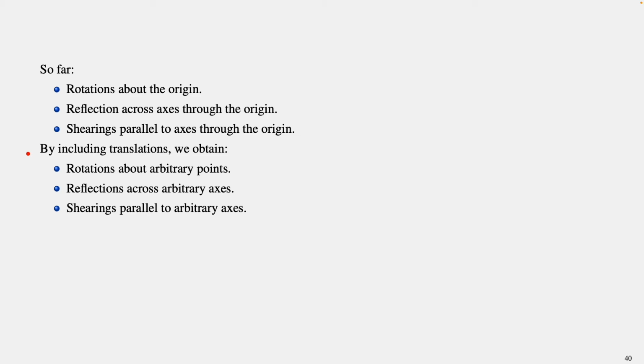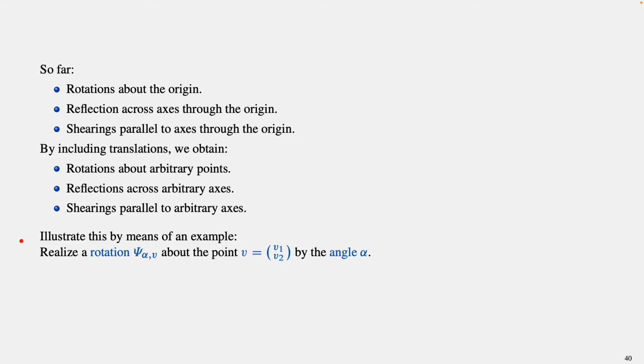If we include translations, then we can describe rotations about arbitrary points, reflections across arbitrary axes, and shearings parallel to arbitrary axes. So they do not have to go through the origin of our coordinate system. And I want to illustrate this by means of an example. So I want to realize the rotation psi alpha v, with the center of rotation being a point v with coordinates v1, v2, and the rotation angle alpha. So here we don't rotate about the origin, but some arbitrary point which is described by this vector v here.